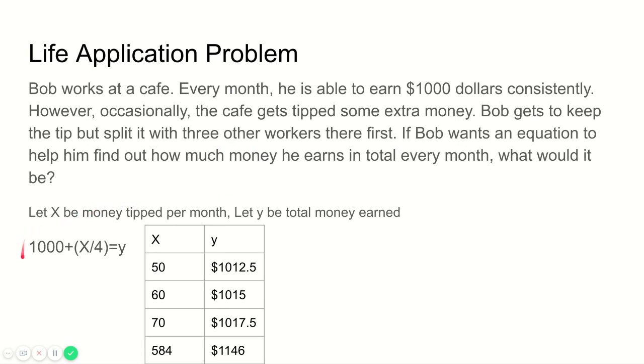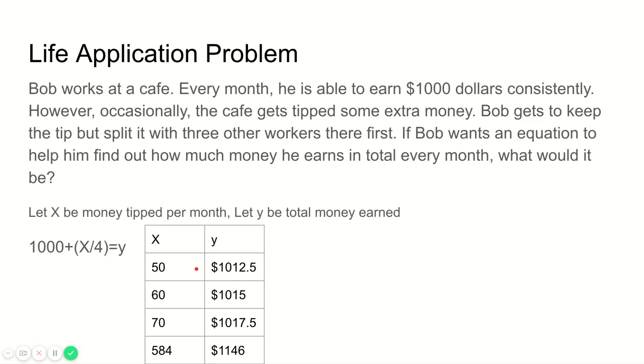So you would put this all inside of an equation, which you would get 1,000 plus x divided by 4 equals y. And why this works is that, since we know that x is going to be the money tipped and y is going to be the total money earned, you can replace x with any number depending on how much Bob gets tipped every month. Let's say he gets tipped $50 in 1 month, then we can find that if x is replaced with 50, his total amount of money earned would become $1,012.5.